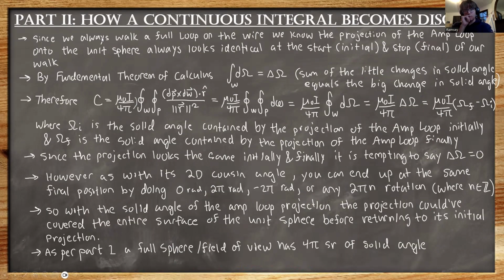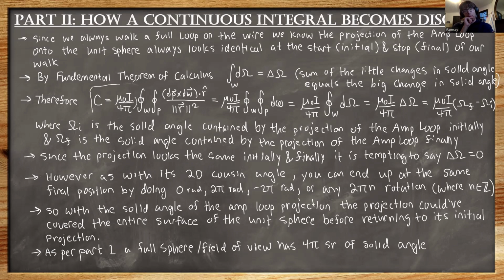How a continuous integral becomes discrete, because this looks very continuous, right? It looks like there could be a lot of different values that could pop out. However, since we always walk a full loop on the wire, we know the projection of the amp loop onto the unit sphere always looks identical at the start as the projection does when we finish walking the wire, because we're starting and stopping at the same location. And by the fundamental theorem of calculus, if you sum up all the little changes in solid angle driven by taking small steps dw, for the whole loop, you just get the big change in the solid angle, which is exactly what you were intuiting there. So the sum of the little changes in solid angle equals the big change in solid angle.